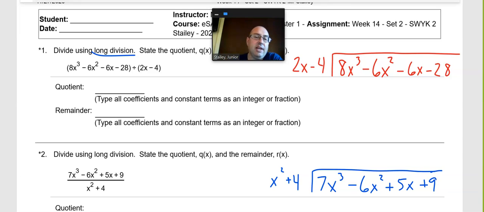Notice it's not just a nice thing that you're dividing by, right? It's not like an x minus 3 or x plus 4. So both of these have something unusual about them. Okay, it's not a 1x plus or a 1x minus.